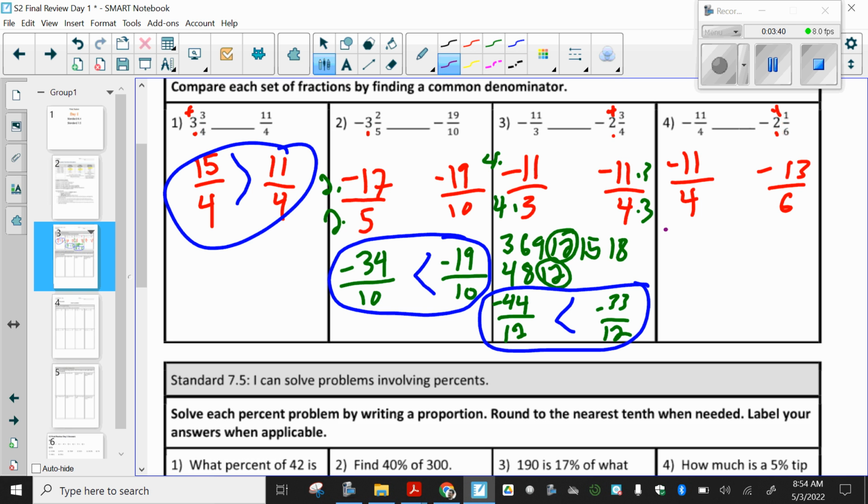My bottom numbers don't work, but I can make that list and do exactly the same thing. So I'm going to do 4 and 6. So 4, 8, 12, 6 and 12. There we go. It's 12.